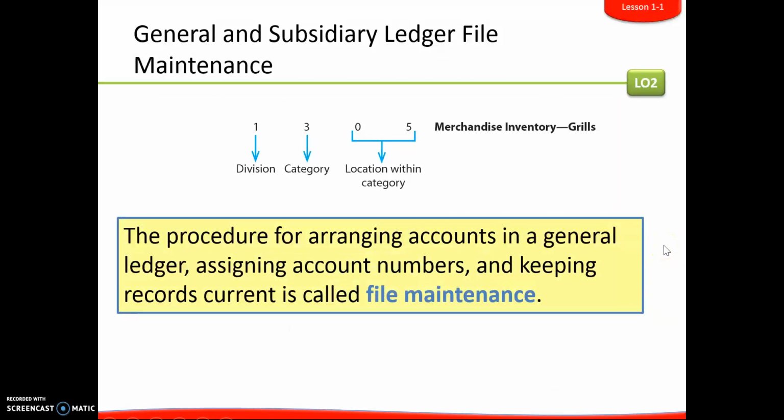The last thing just to review is making sure that we do file maintenance correctly. Remember that file maintenance simply is the procedure for arranging accounts in a general ledger. We talk about that we have our first number, which is for our division, whether we are assets, liabilities, owner's equity or stockholders' equity, revenue, or expenses, the category that we're in, and then the location within that category. So we want to make sure that when we are assigning file numbers that we're doing that correctly.